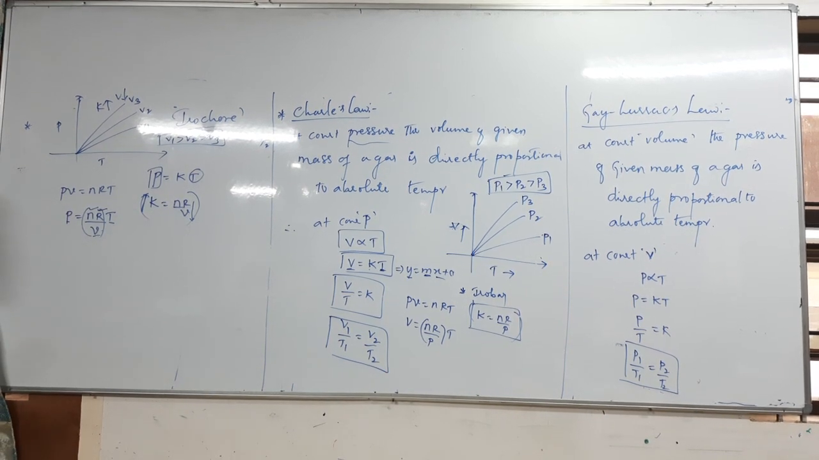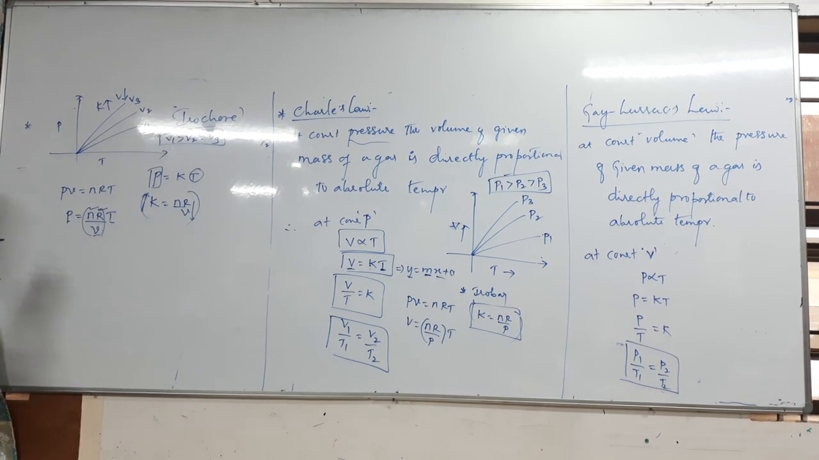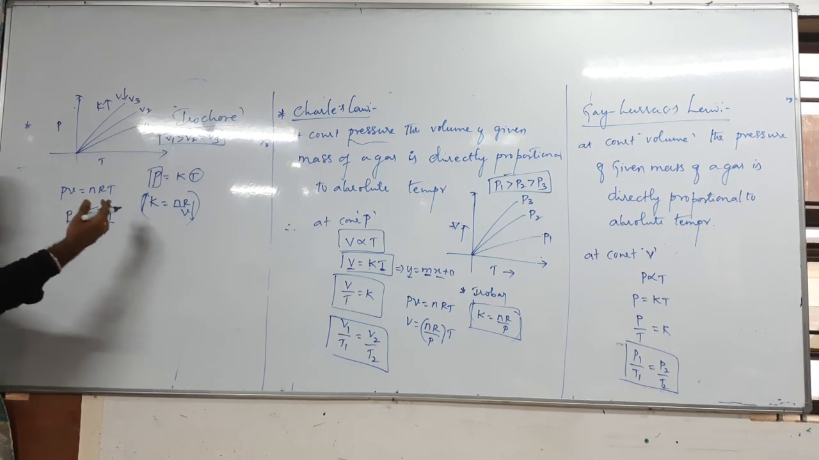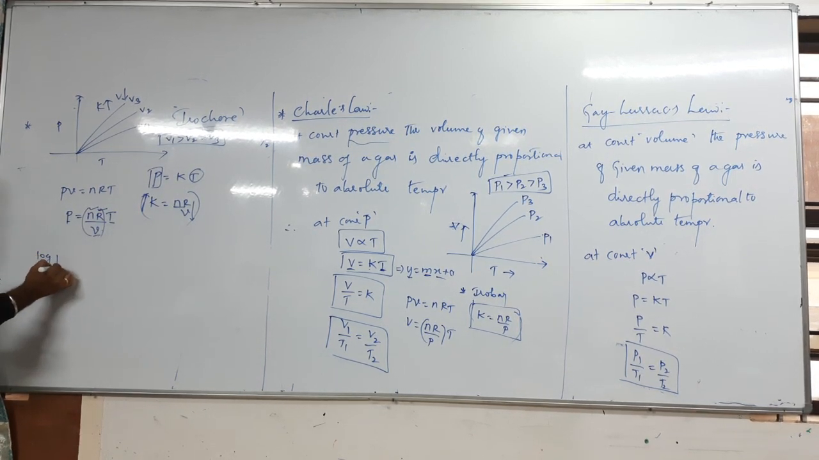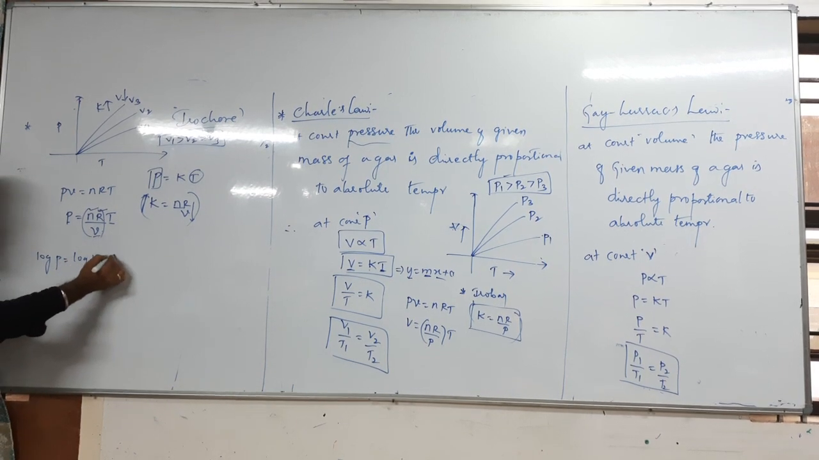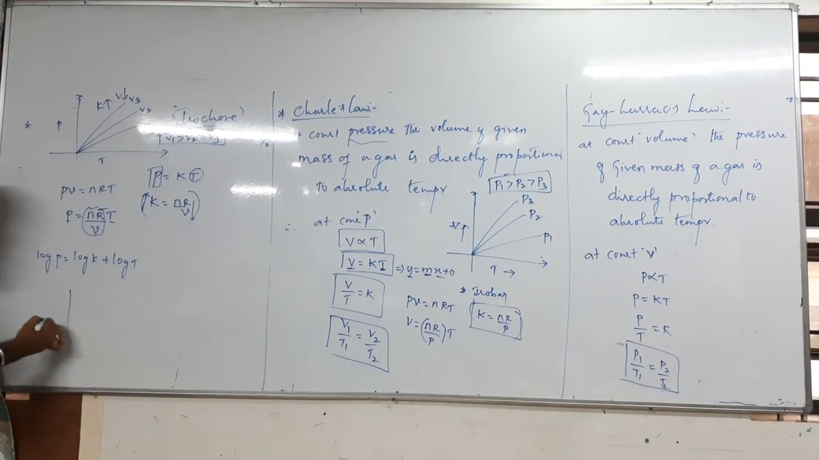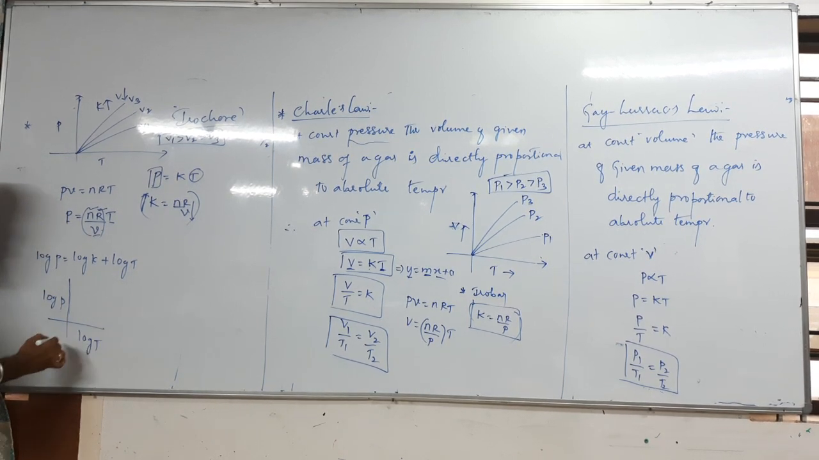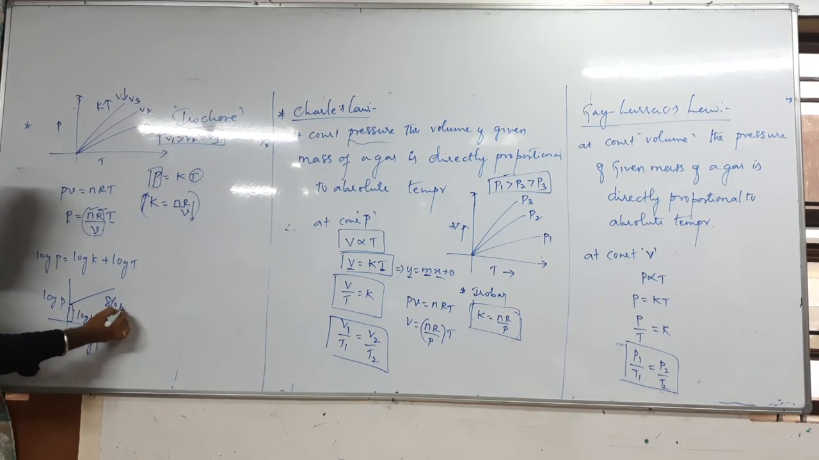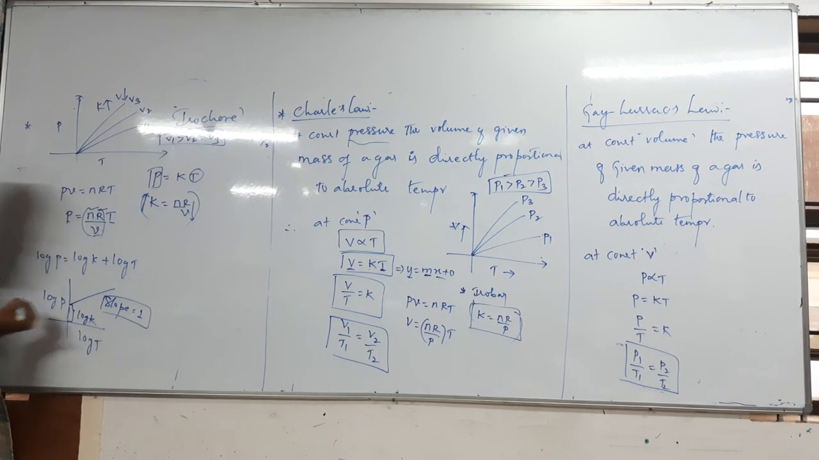So this could be the actual form of that. Charles's law: V1 greater than V2 greater than V3. And if you take it in logarithmic form, log P equals log K plus log T. So log P versus log T definitely gives a straight line with intercept log K, and the slope is as shown here.